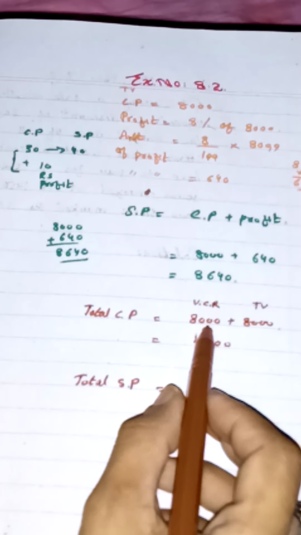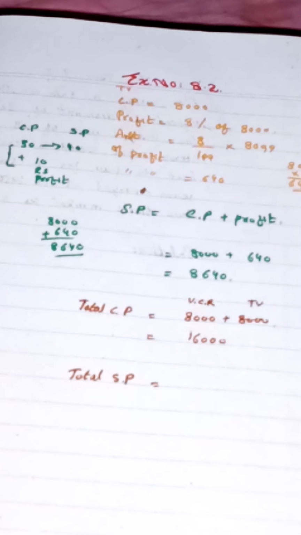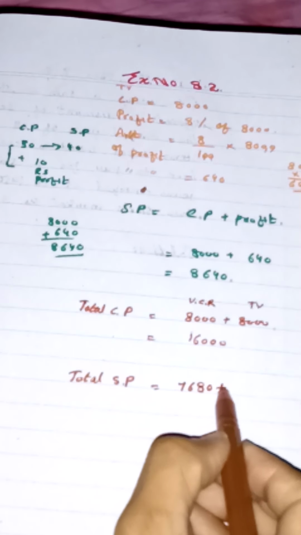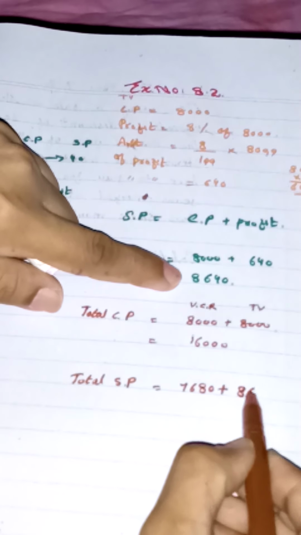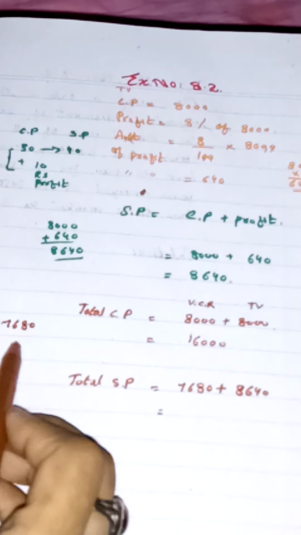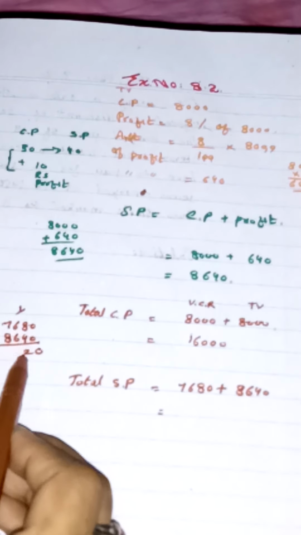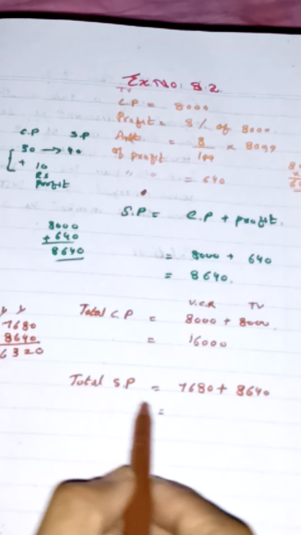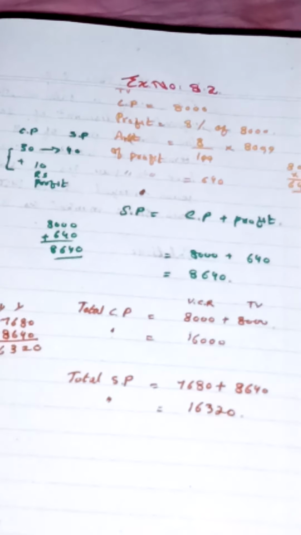Total selling price means VCR selling price plus TV selling price. VCR selling price is 7,680 rupees and the selling price of TV is 8,640 rupees. Add this: 0, 12; 8 plus 4 is 12; 6 plus 6 is 12; 13. Total selling price is 16,320.